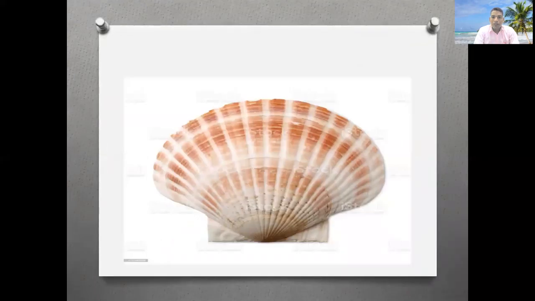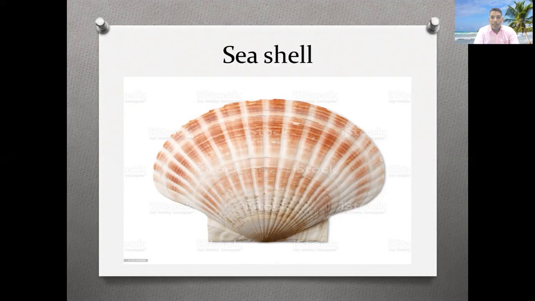What animal is this? Do you know? The cover of the body is very strong, and it has a long life. Sometimes it is also used in the home to make beautiful designs. The name of this animal is sea shell, because it lives in the sea and his name is shell. So sea shell, the cover of the body is very strong.